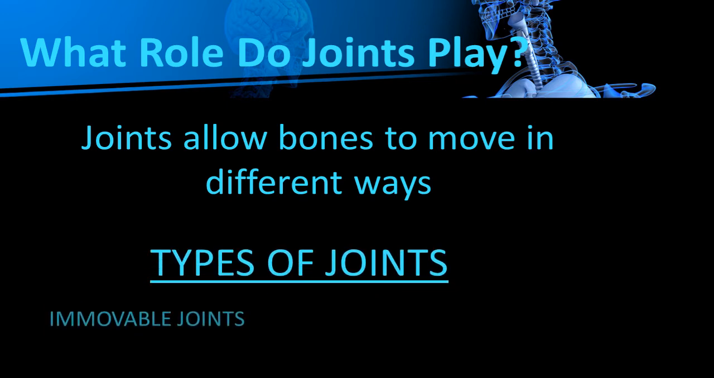We have immovable joints. This kind of joint connects bones but allows little or no movement. The bones of the skull are held together by immovable joints. The second is movable joints, which allow you to move. The bones are held together by means of ligaments, which are made up of strong connective tissue.